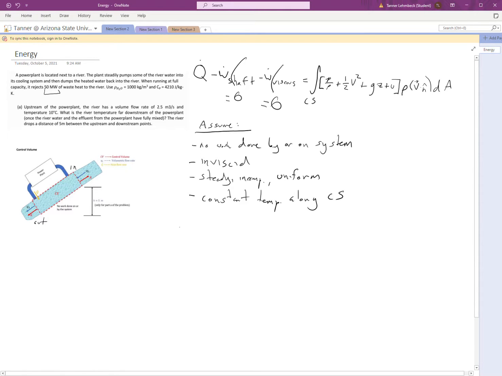And then we're also going to assume, it doesn't explicitly state in the problem, but I think it's pretty fair to assume that the river has a uniform cross section as you move along the river. So we're going to assume that the inlet and outlet areas are equal.